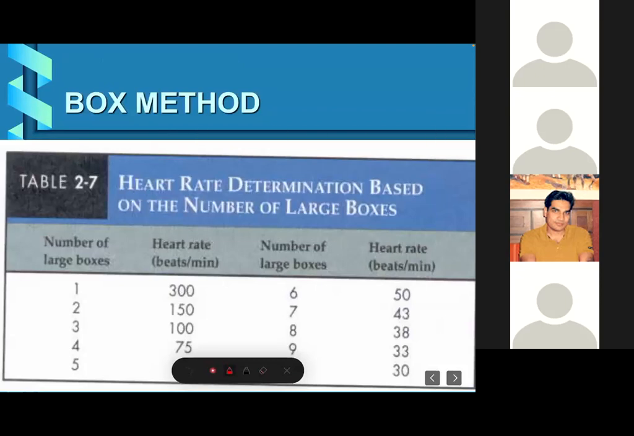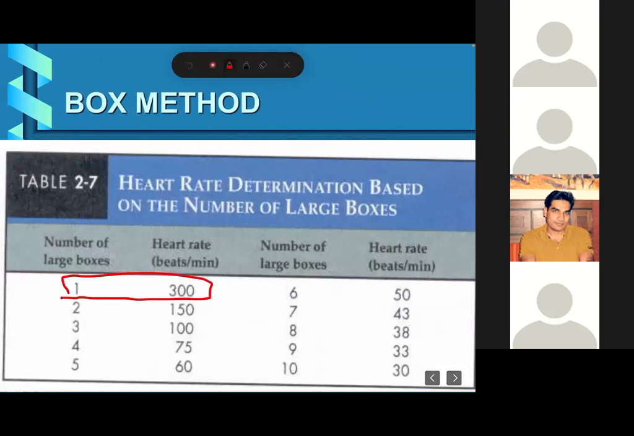Some of the common rates we should know: if there is one large block, the rate would be 300. 2 large blocks, 150. 3 large blocks, usually our heart rate would be near 100, less than 100 or more than 100. We can start counting from three. With three large boxes, the rate would be equal to 100. Four large boxes 75, five large boxes 60, likewise 50, 43, 38, 33.